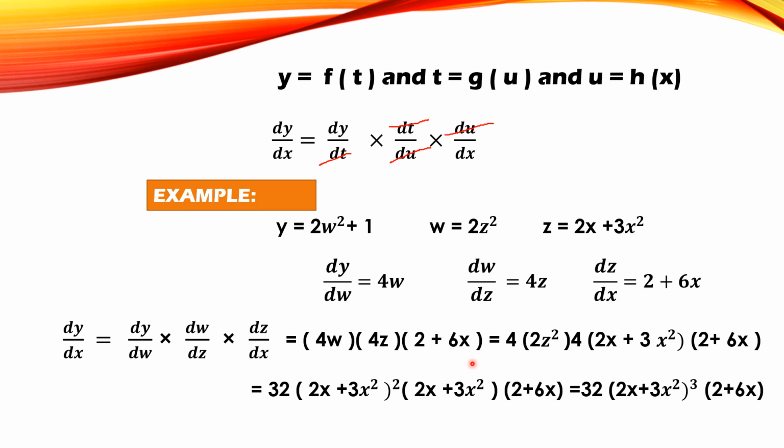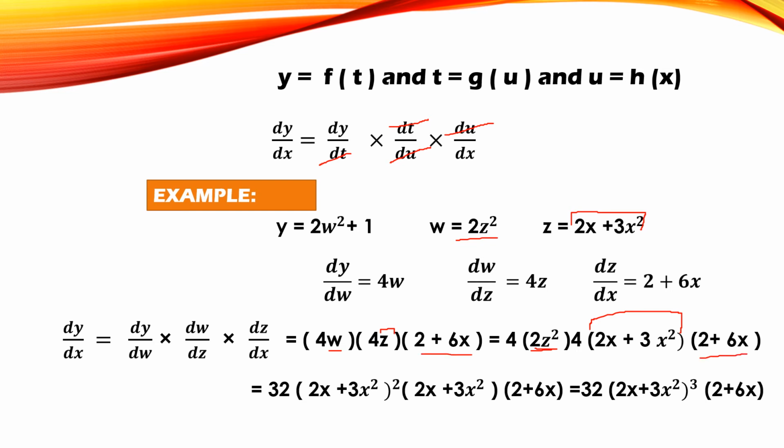Okay. Now, your answer is in terms of w and z, but you want it only in terms of x. So what you will be doing is put the value of w here. Now, what is the value of w given to you? Value of w is 2z square. So, instead of this w, you will be writing 2z square. Right. Next is 4z. What is the value of z? Z value is 2x plus 3x square. So instead of this z, you are writing 2x plus 3x square. This you put the value. Right. And this 2 plus 6x will be copied as it is from here.